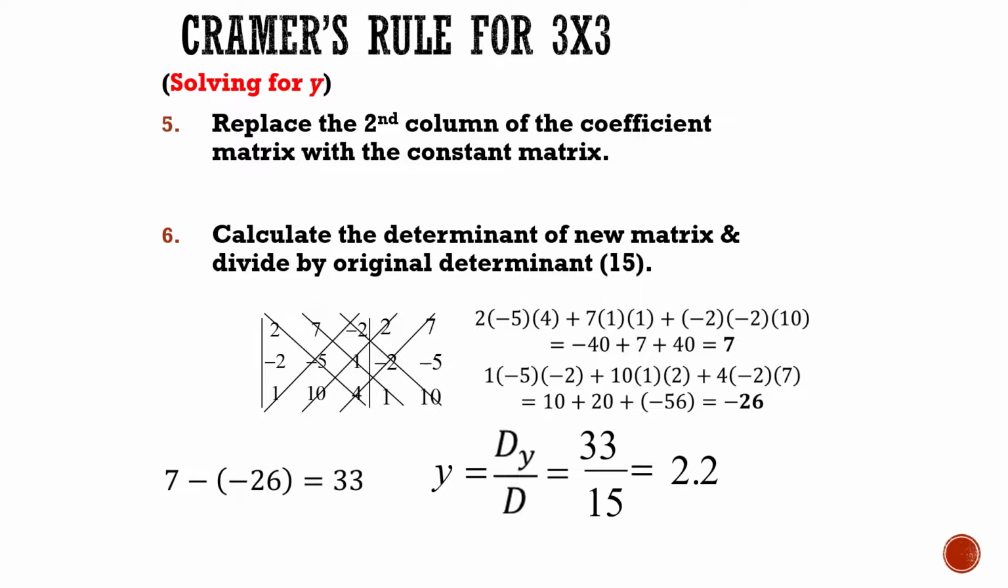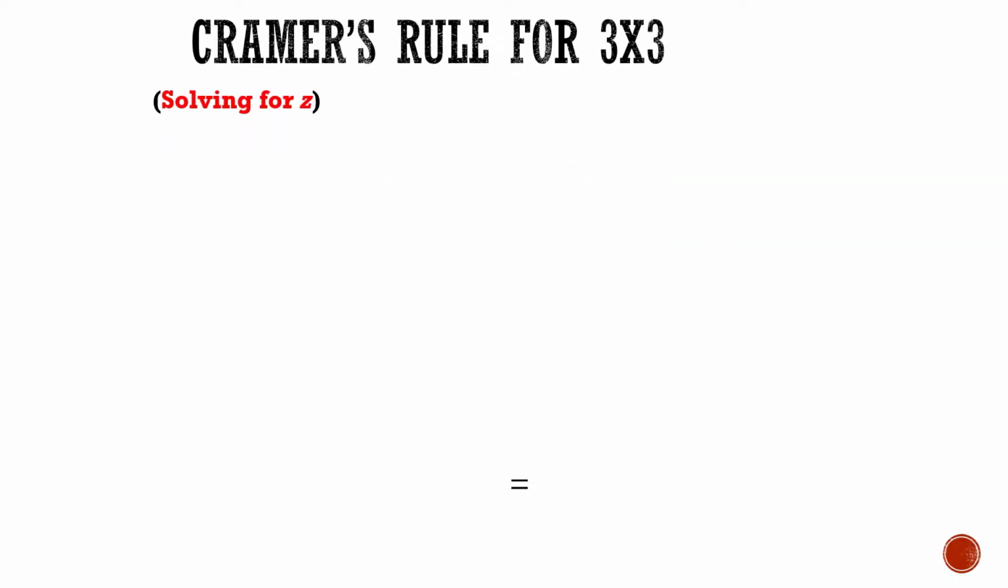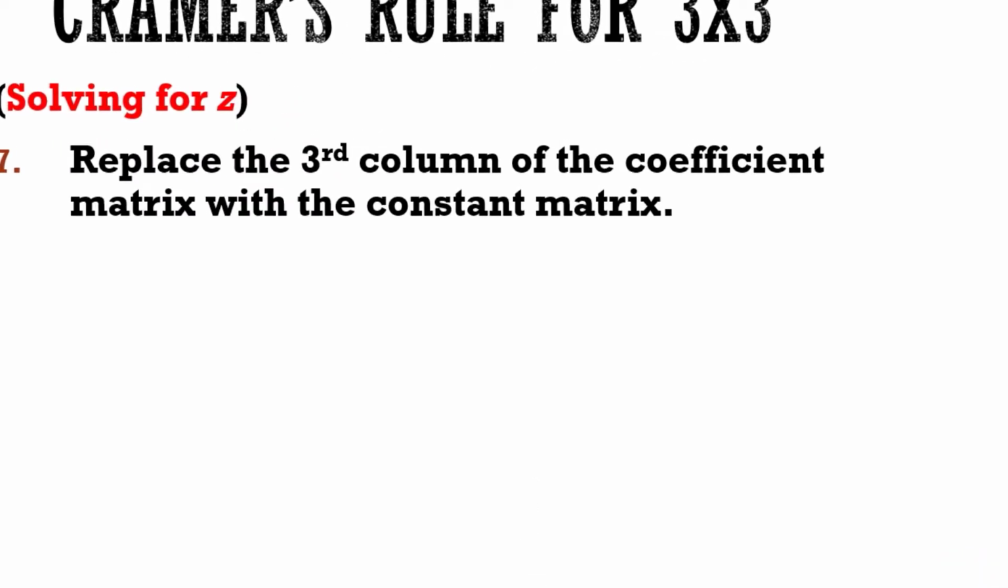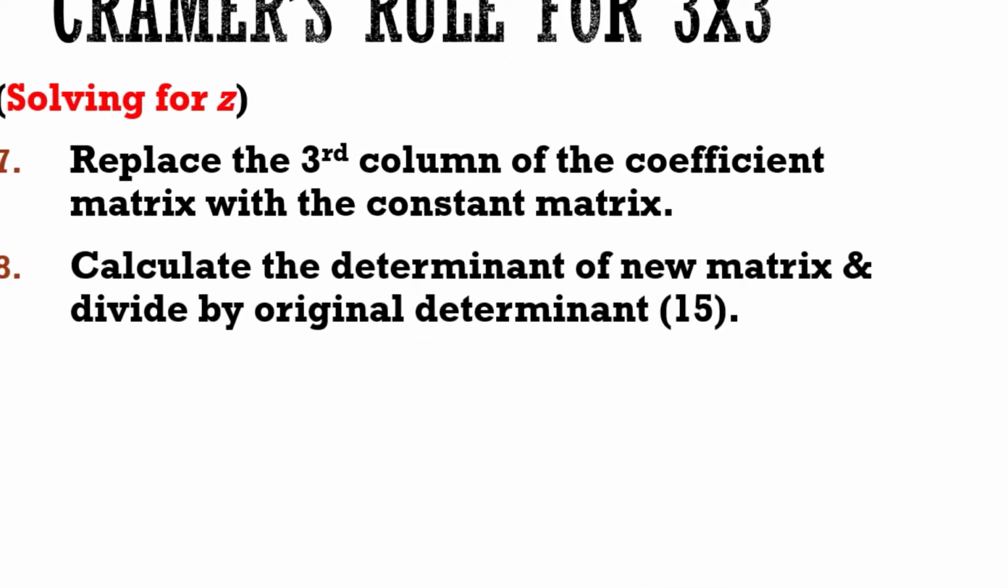Then we need to look for z. So we replace the third column of the coefficient matrix with the constant matrix, which is the constant column. Then we calculate the determinant of the new matrix and divide by the original determinant. So we replace the z column with the constant column. Then to solve for our determinant, we repeat the first two columns.